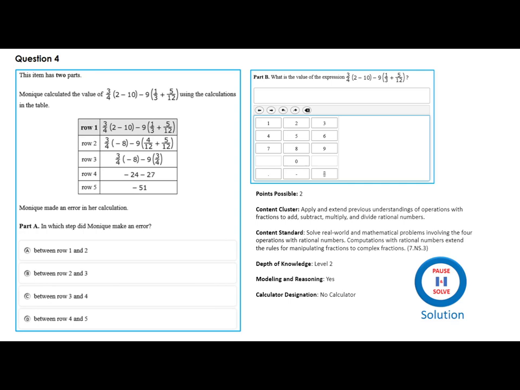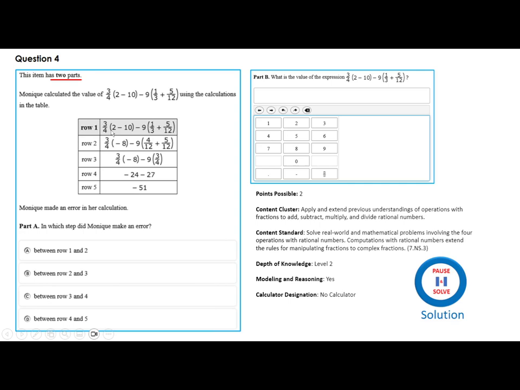Hello and welcome. This item has two parts. Monik calculated the value of this expression using the calculations in the table. Monik made an error in her calculation. Part A, in which step did Monik make an error?